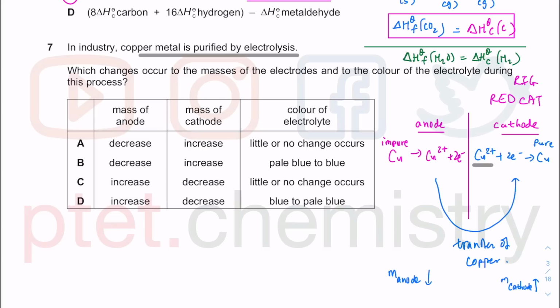All the Cu2+ that goes to the cathode comes from the anode, and therefore your electrolyte, copper(II) sulfate, will not change in color because you are not using up any of the Cu2+ from the electrolyte. So no change in color, B and D are out. The mass of the cathode will increase. Reduction happens at the cathode, as I mentioned. You gain electrons for the Cu2+ ion to give you pure copper deposited at the cathode. So decrease is wrong. A is the only answer there.